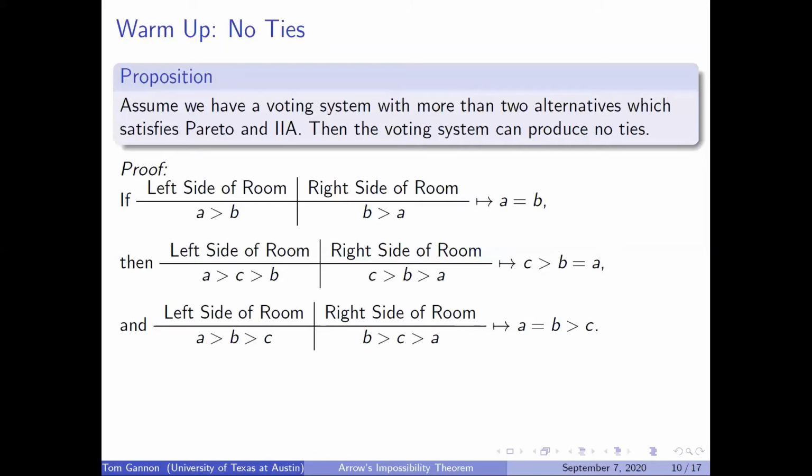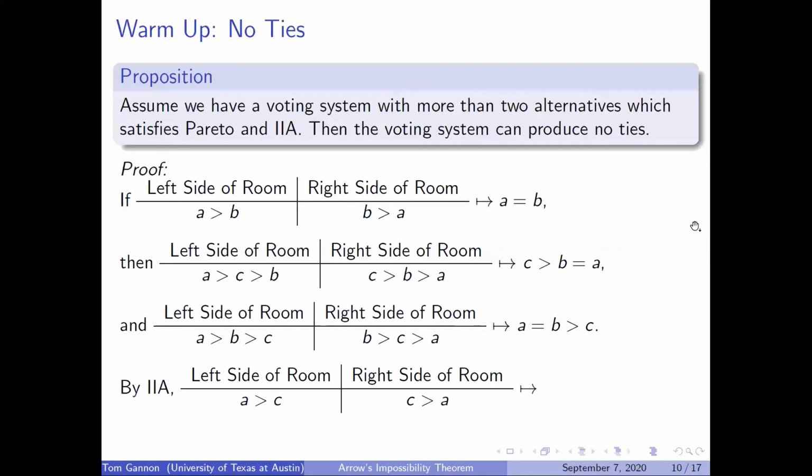So that was a warm up, but now let's ask ourselves a question. What happens? What is the second line, the one that says then? What does the second line say about if the left side of the room votes A over C and the right side of the room votes C over A? Noting that it's independent of irrelevant alternatives, so we can forget that B ever was an alternative.